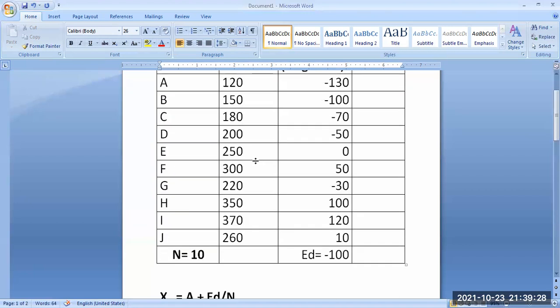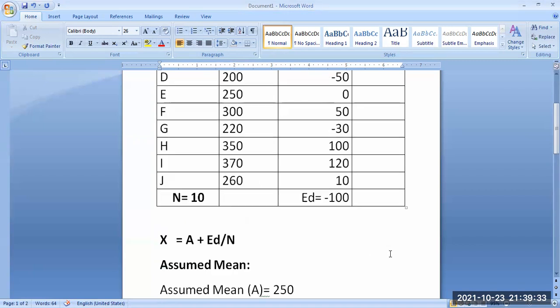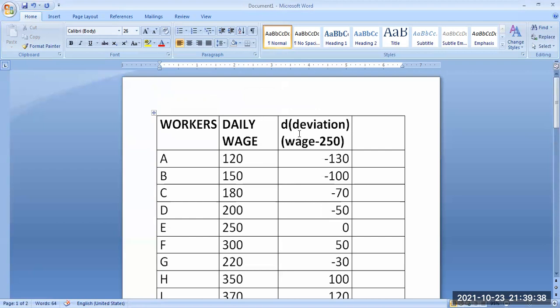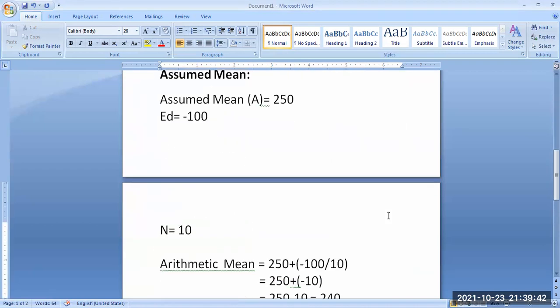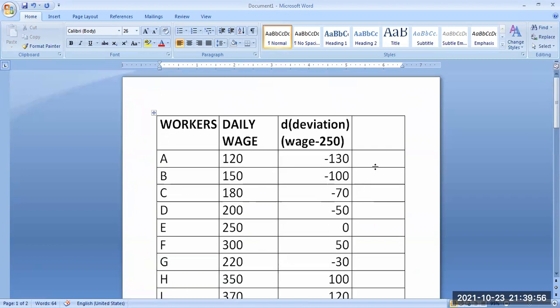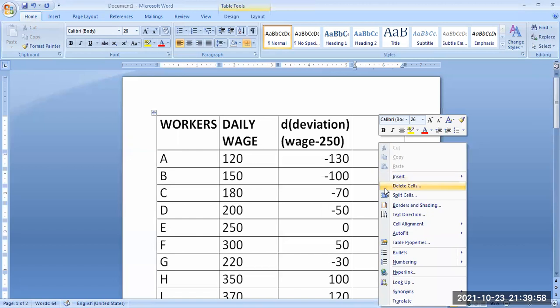So you can take any number as assumed mean. Please remember, even if you take any number, the same answer will come, should come and must come. It need not be out of these 10 only. You can take any number; even if you take 1000 or 10 as assumed mean, the same answer will come. Did you understand? Yes, sir. Is there any doubt? No, sir.